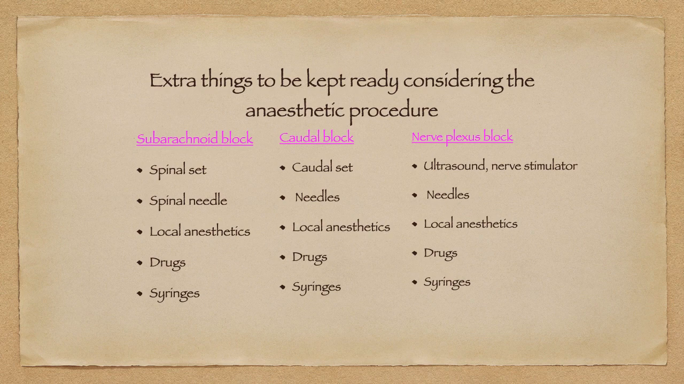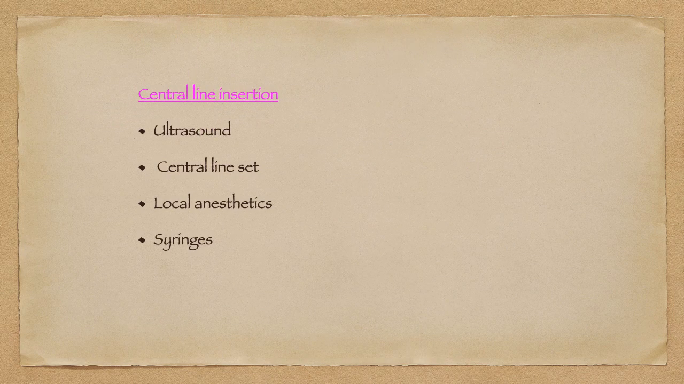Extra things to be kept ready considering the anesthetic procedure. If subarachnoid block is there, keep a spinal set, and for caudal block, a caudal set. Accordingly you have to keep all the required things. If nerve plexus block is there, you can keep ultrasound or nerve stimulators extra. If a central line is there, keep ultrasound and a central line set, all those things ready.